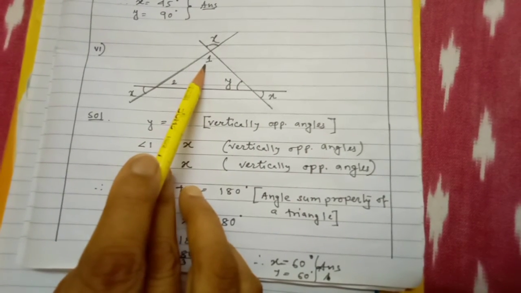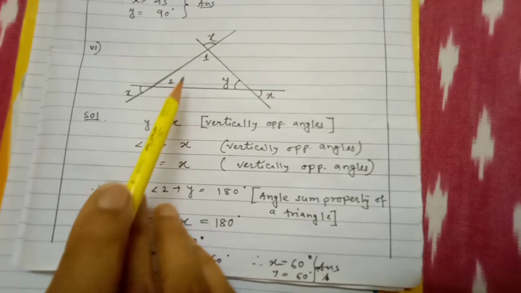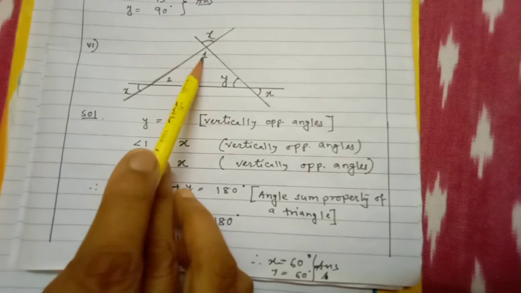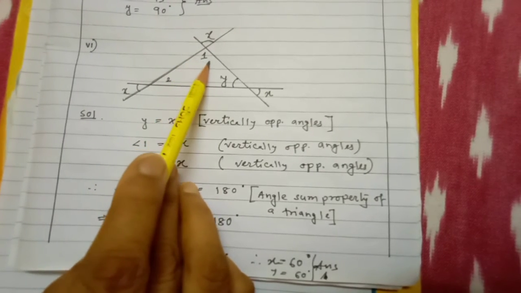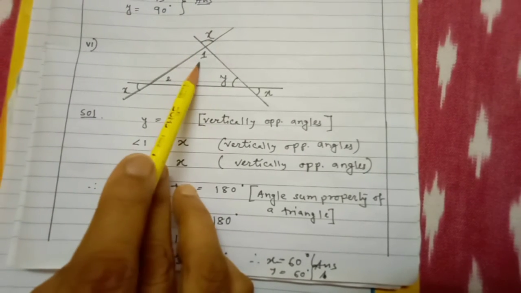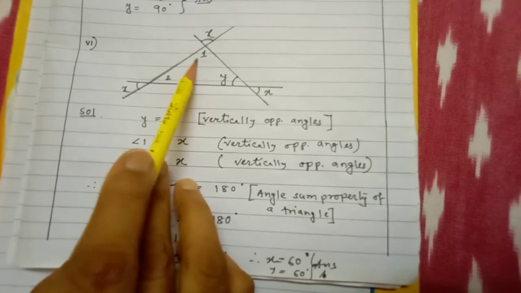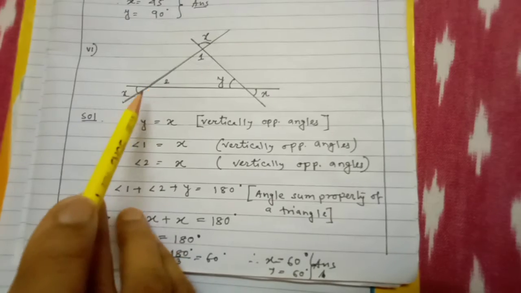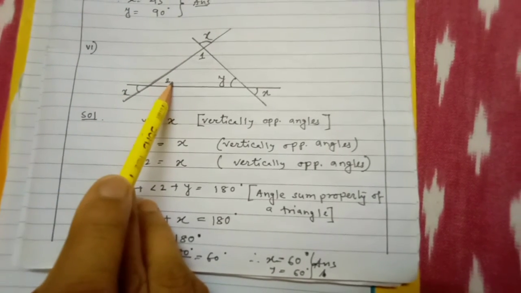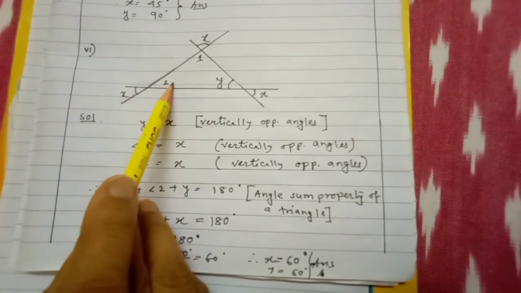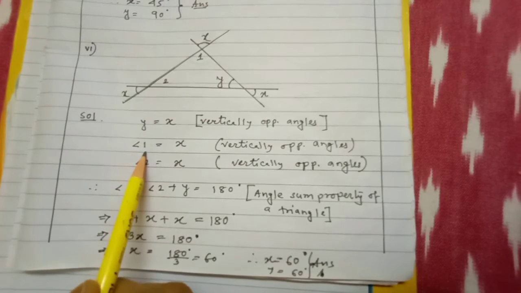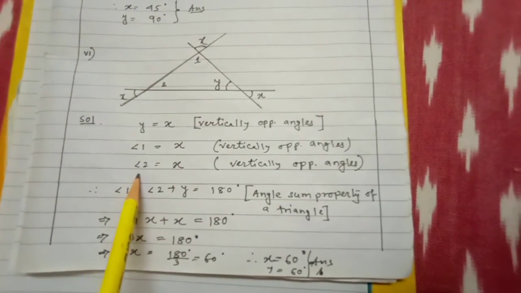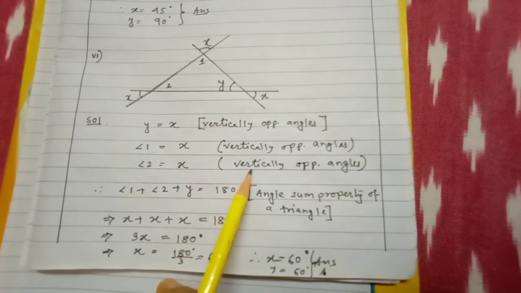So angle y is equal to x, and I have written vertically opposite angles. Now here I have given 1 and here I have written 2. Why have I given this? So that I can show you that this angle 1 is the vertically opposite angle of x. So value of 1 will be x. Similarly, value of 2 will be x because it is also vertically opposite angles. So angle 1 is equal to x, vertically opposite angles, and angle 2 is equal to x, also vertically opposite angles.